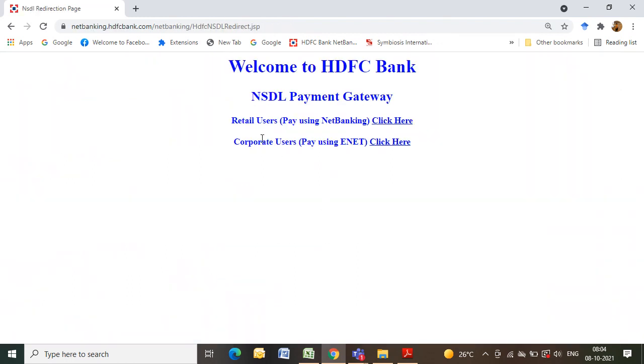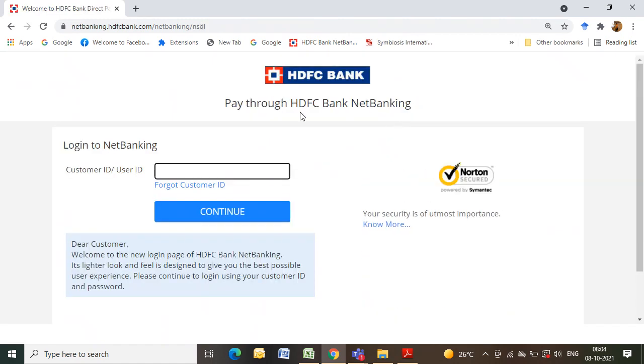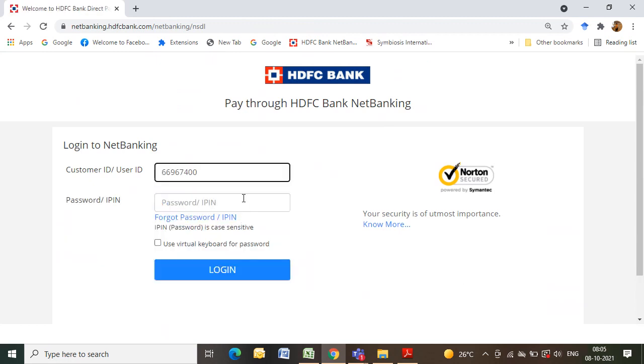So since I'm a retail user, I will just go here and I make my payment. So whatever is the amount, whatever is my login ID, I'll just put it here. Let us say I put my customer ID. No, this will show everything. So just simple. Just go to your bank, make the payment. Doesn't matter. I'll just show it to you. So I just put the password.